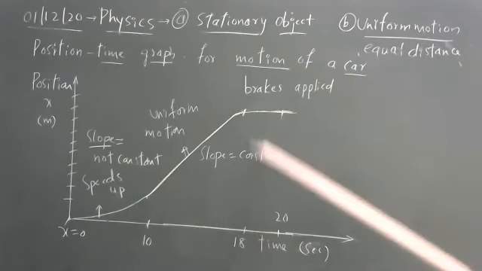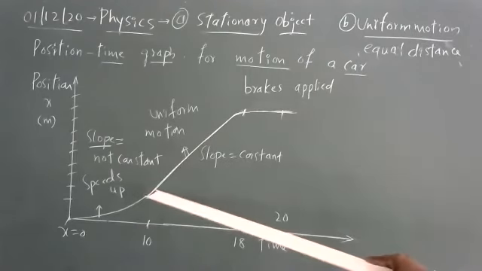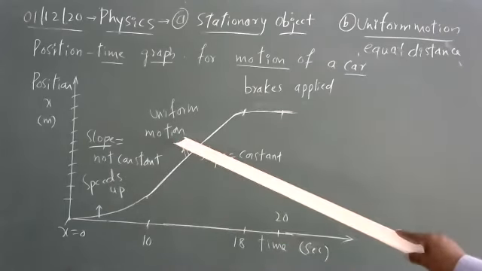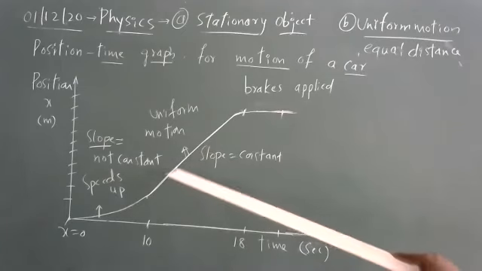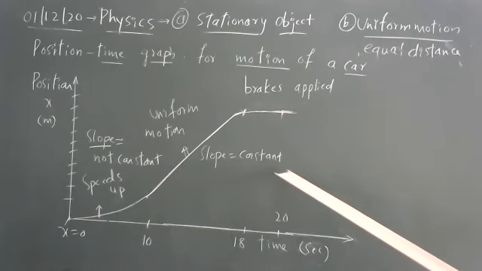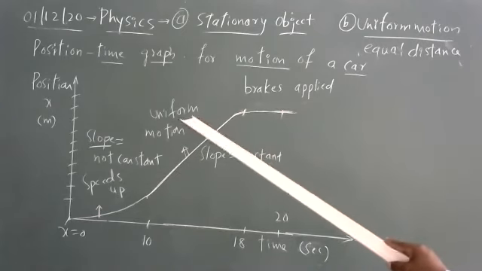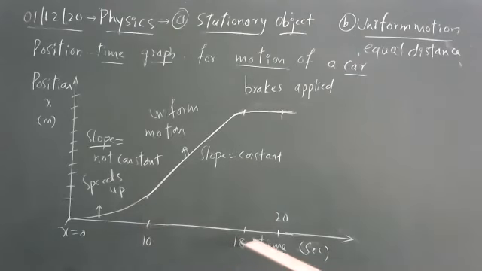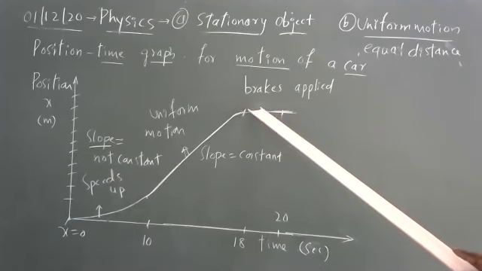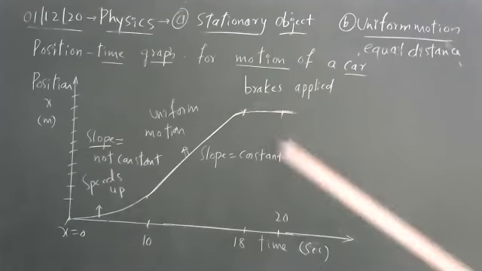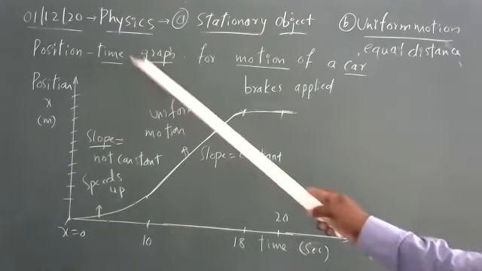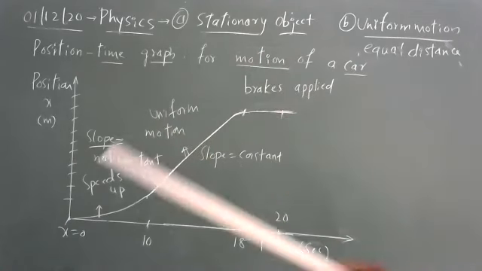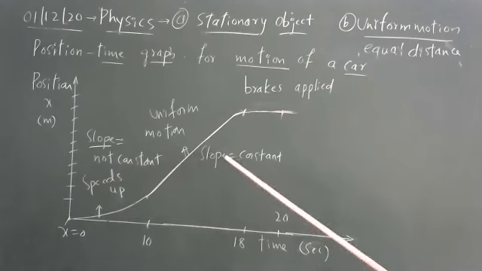From 10 seconds up to 18 seconds, the car moves with uniform motion in this region. This line is called the uniform motion line. If I take a slope here, here, anywhere on this particular line, the slope is constant. Constant slope means uniform motion. Uniform motion means the car covers equal distances in equal intervals of time between this interval, that is 10 seconds to 18. At 18 seconds, the brakes are applied and the car comes to stop at the 20th second. This is the position time graph, representing the motion of a car. It looks like this. Speeds up, uniform motion, brakes are applied.